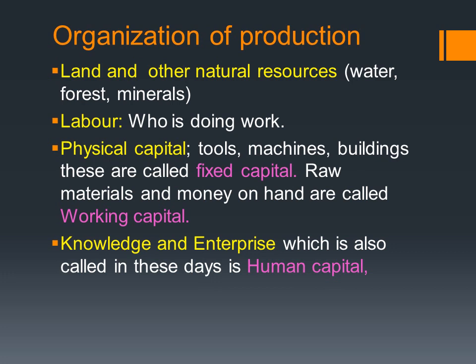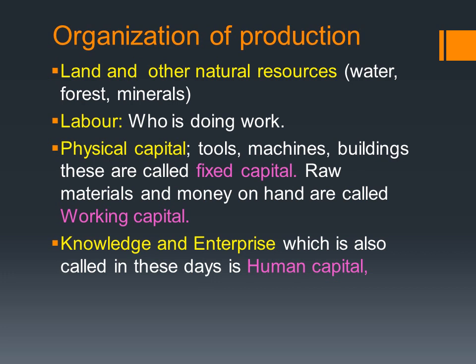Doing work on that land to become successful, we need labor. For starting anything, we need physical capital, that is called money. It has two types of capital, fixed capital and working capital. Fixed capital means which is not movable, for example, tools, machines, buildings, etc. Working capital means transferable, for example, money on hand, raw materials, etc.